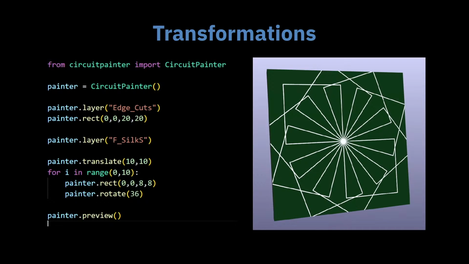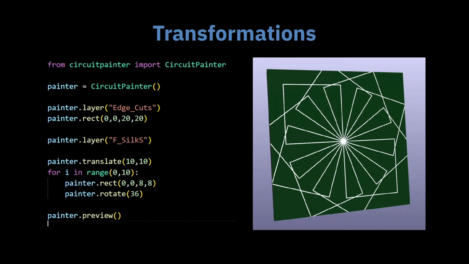So with a small amount of scripting, you can start to create patterns that would be reasonably difficult to get on a board. And so I introduced 2 different things here. The first one is this translate function. The circuit painter also has a transformation matrix in it that supports translations and rotations.